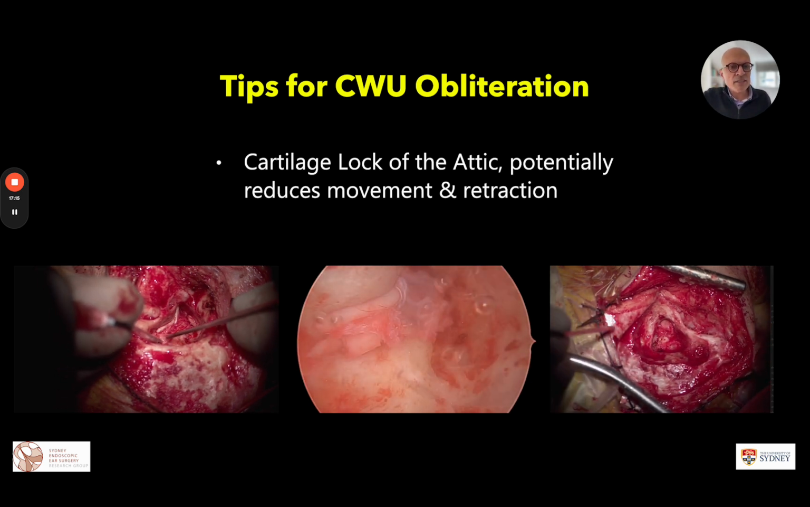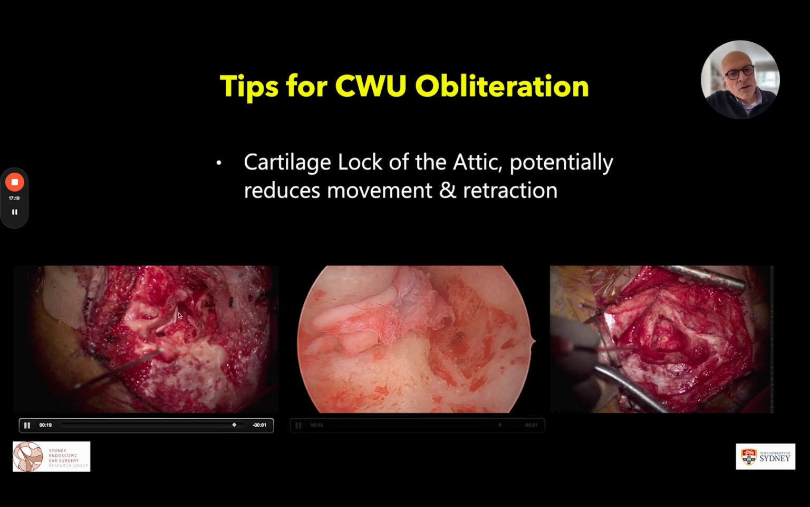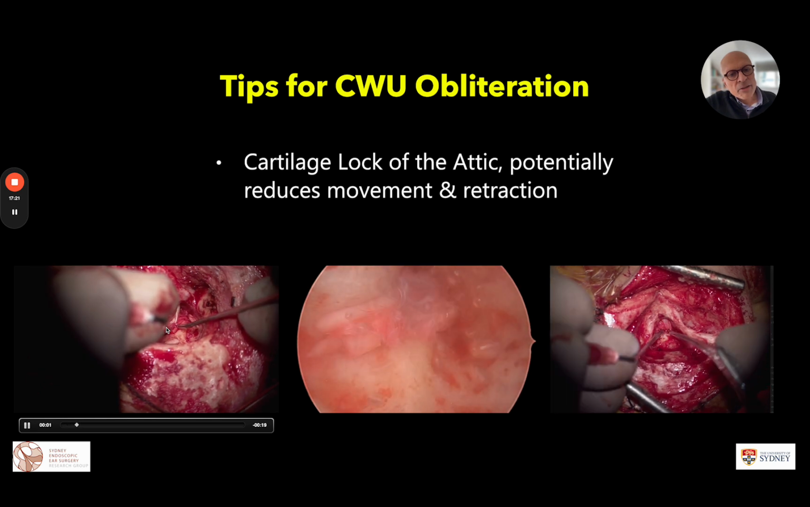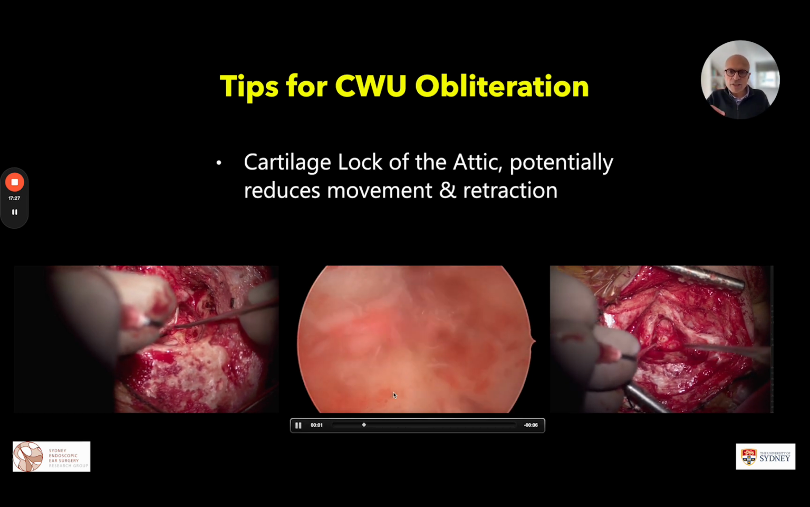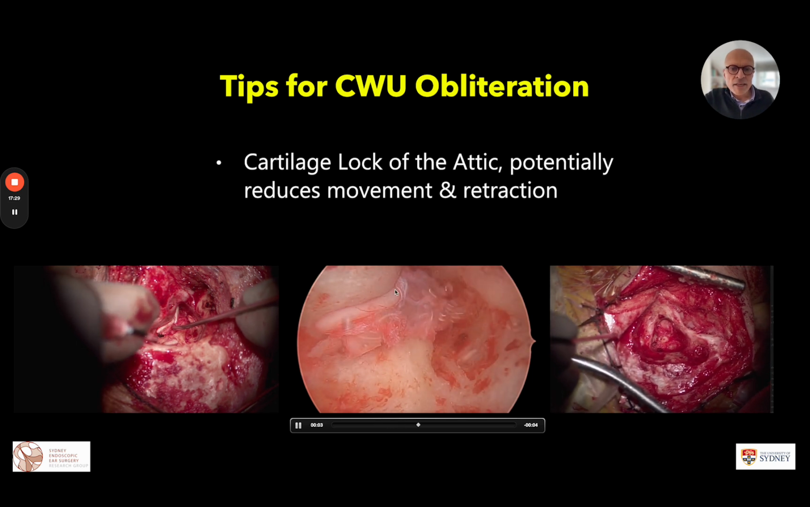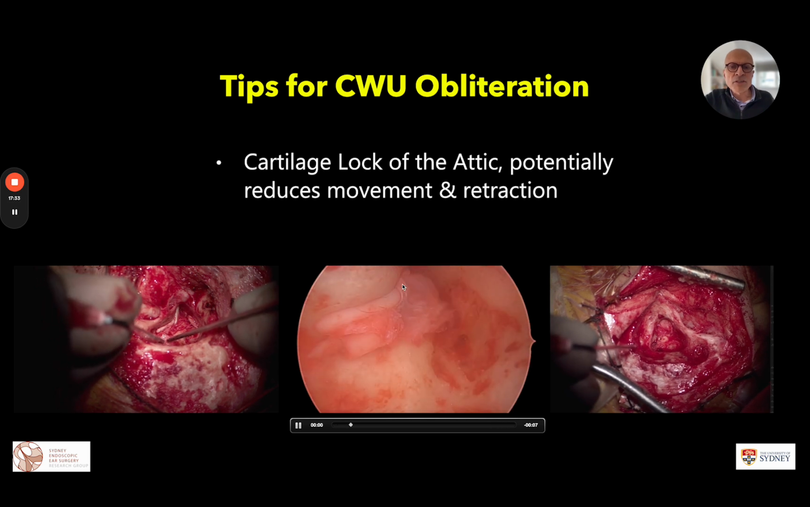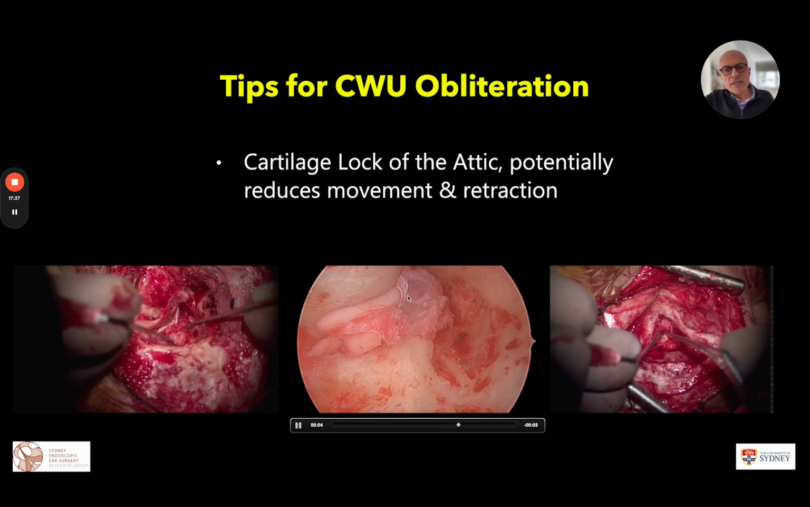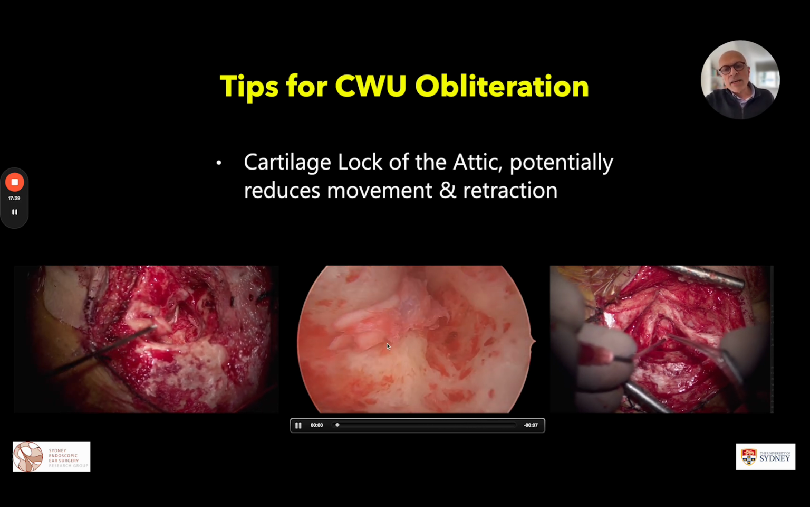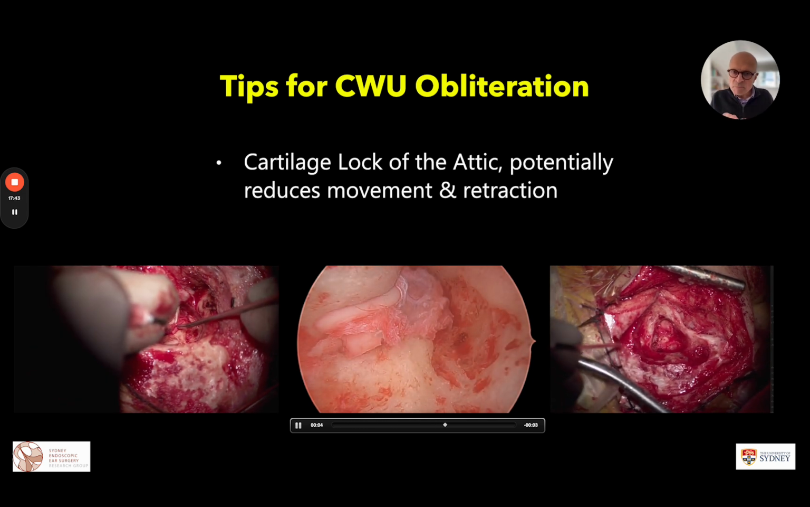So you can see in this left ear, I've used several pieces to lock into the attic and then into the posterior tympanotomy, and I try and push it into place and lock it. And here underwater with copious irrigation, you can see I'm checking that the actual cartilage lock is not moving at all, and you can see how there's some periosteum attached to the cartilage here, but there's no movement of the cartilage at all.